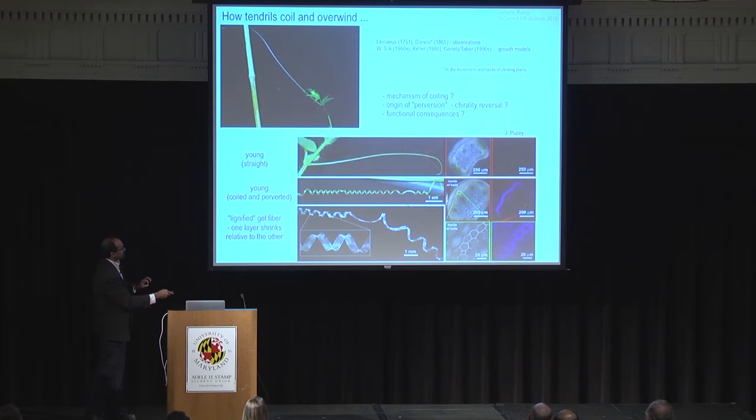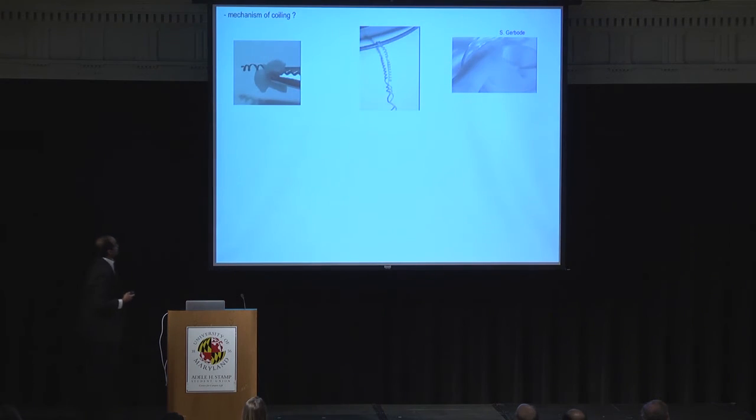What's going on is associated with the formation of this woody area, and this woody area by this theorem, which I think goes back at least to Listing, says that if one end is fixed and the other end is also fixed, I must have at least one perversion or an odd number of perversions. All right, what's the mechanism of coiling?